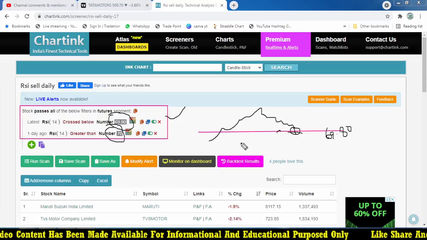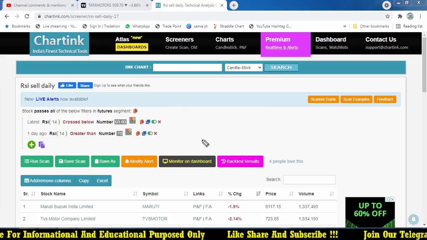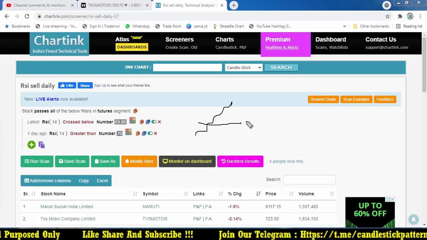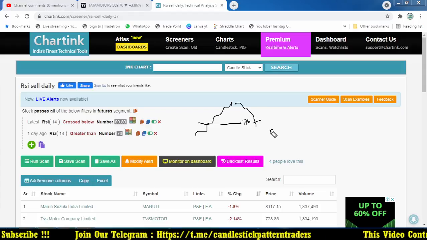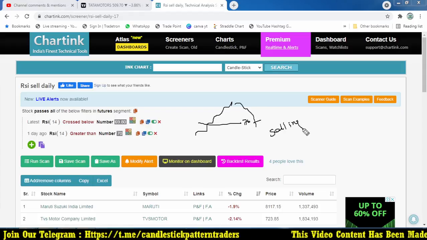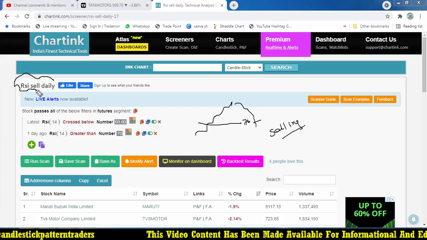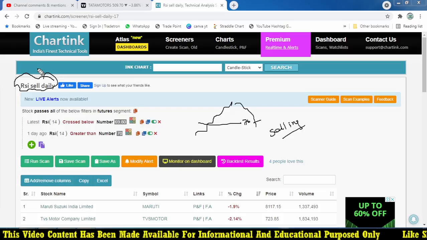Even after getting that, the condition which we are focusing on is the RSI crossing below. Previously the RSI was trading at 70, and if it is crossing below 70, I am focusing on a selling opportunity on the stock. That is the first important thing. This scanner is why I named it RSI sell daily. So I am going to focus on those stocks which form this pattern. I am focusing on a selling opportunity.